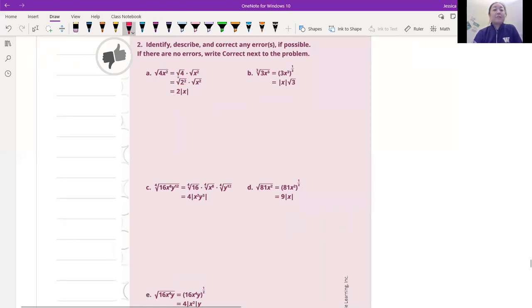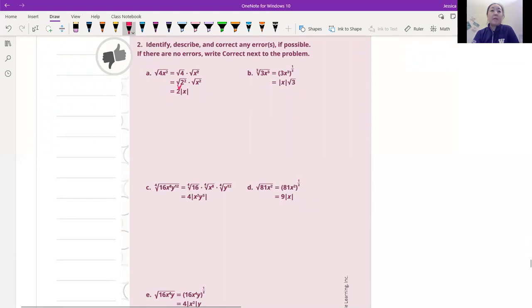Let's try this out. So I'm gonna look at these answers first. Okay, so the square root of 4 and the square root of x squared, so they just split it up. Okay, so that seems fine. And we know that the 4 is equal to 2 squared, because 2 squared is 4. And so the square and the square root cancel out. So all we have left is this 2.